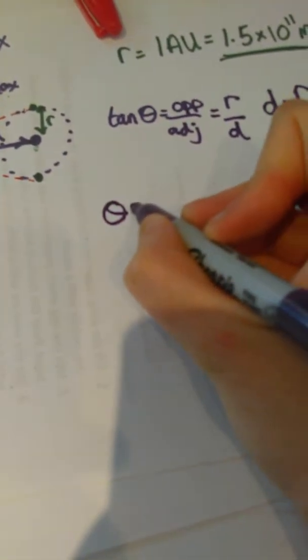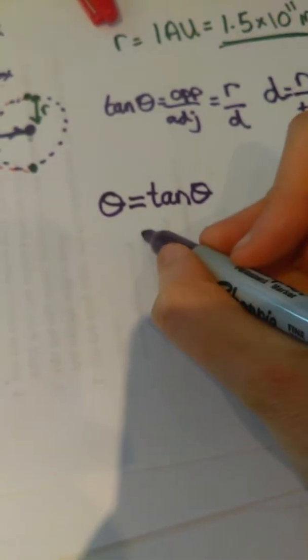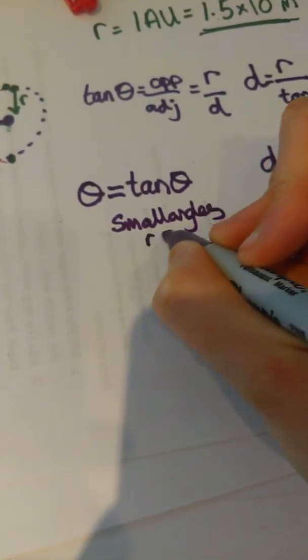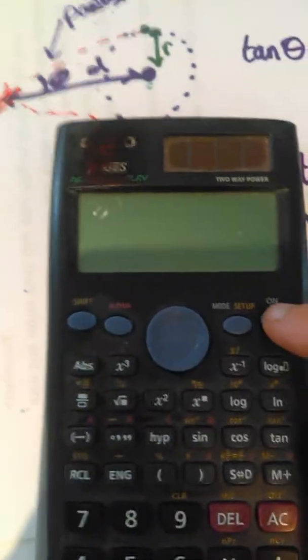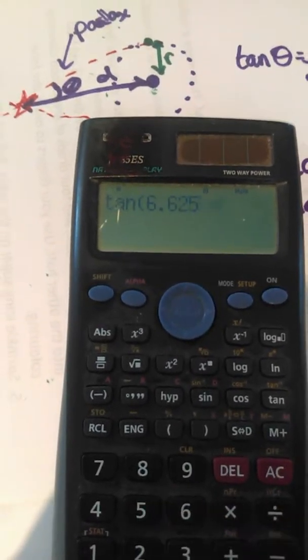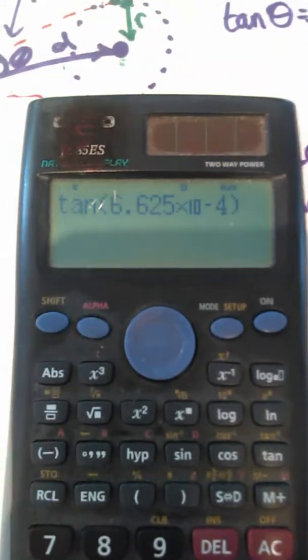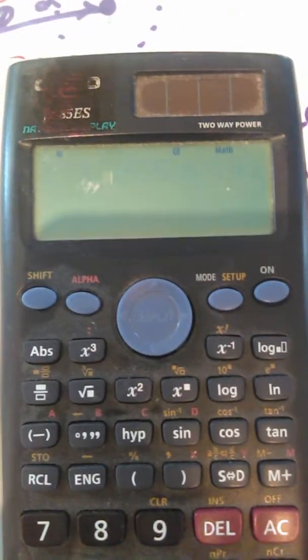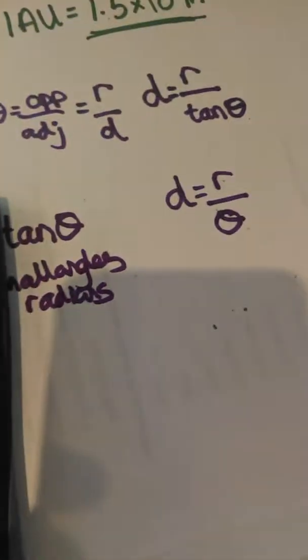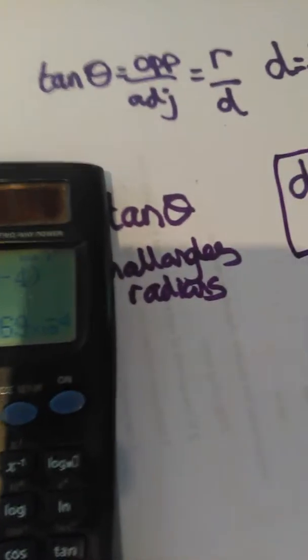For very small angles, theta is around the same as tan theta. Okay, this only works for small angles, and it works when we're using radians. Let me just prove it to you. Here's my calculator. If I put in the tan of a small number, so let's have 6.625 times 10 to the minus 4. If I do tan of 6.625 times 10 to the minus 4, look, I get around the same answer.